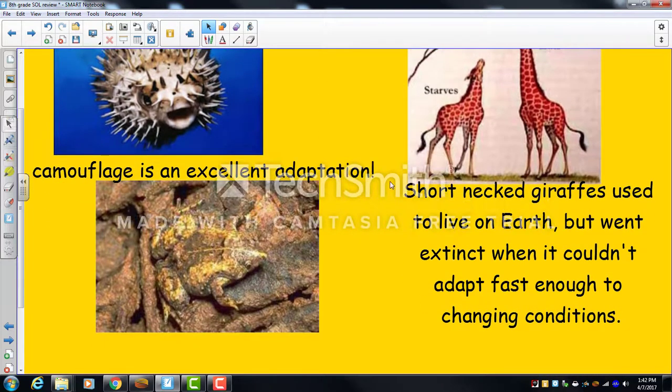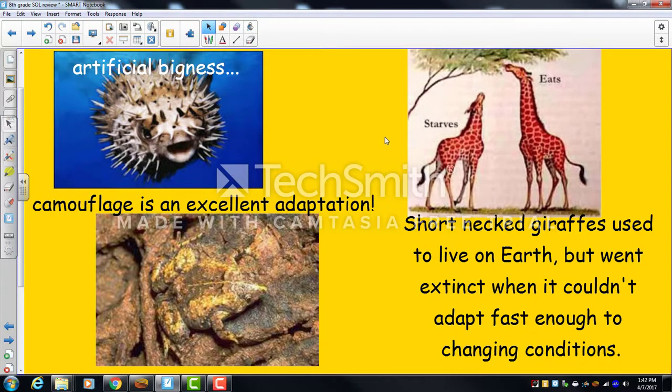Now, adaptations are a key component of being able to survive long enough to pass on your traits. So some of the important adaptations that we talked about last year: artificial bigness, which is making yourself look bigger than you really are, or even like a school of fish. You've seen that in Nemo. You've probably seen it in movies, the fish like sardines that swim in huge groups. They actually appear to be a larger fish to sort of fool their predators.